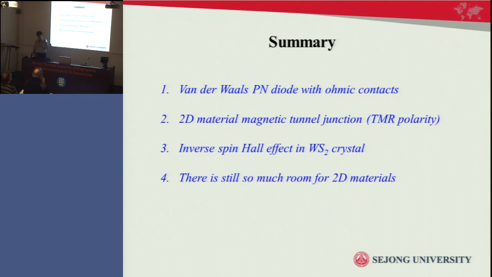So, a long lecture, I'm going to conclude now. The summary is like this. The first part of my talk is a little bit interesting: the van der Waals PN diode with a real ohmic contact has been realized. The second thing is the two-dimensional material magnetic tunnel junction. There are some issues in TMR polarities which have to be studied more, but however, the experimental evidence is clear here.